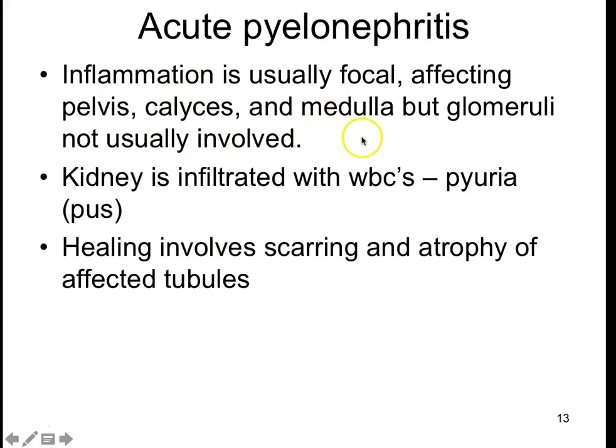Inflammation. It tends to have that reflux into the kidney via the ureter of the infected urine. And so you have the pelvis and the calyces and the medulla might get involved. And if you catch it on time, fine. Otherwise, you can have scarring and atrophy of the affected tubules. Then you would be down a certain amount of kidney function if that happened, because you do not want to have scarring or atrophy occur.